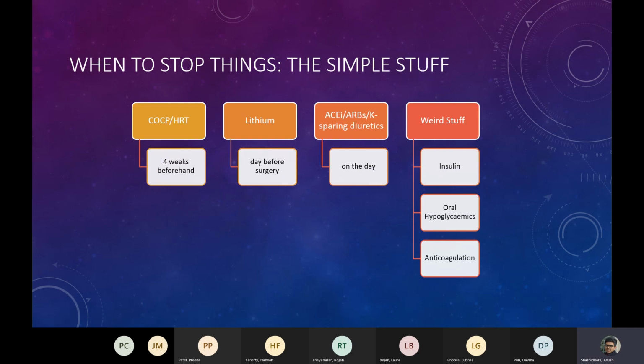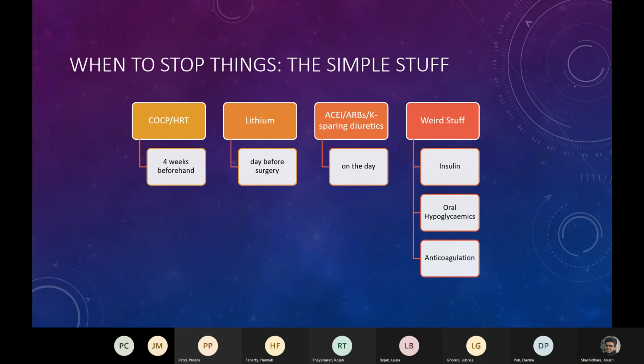Combined oral contraceptive or hormone replacement therapy. Do you think this stuff will take a long time to have an effect or a short time to have an effect if it's hormonal? If it's based on the endocrine systems. So basically, if it takes a long time, you'll have to stop it earlier. So do you think you need to stop this early or late? Longish, yeah, absolutely. So you need to stop these 4 weeks beforehand, which is actually like a really long time.